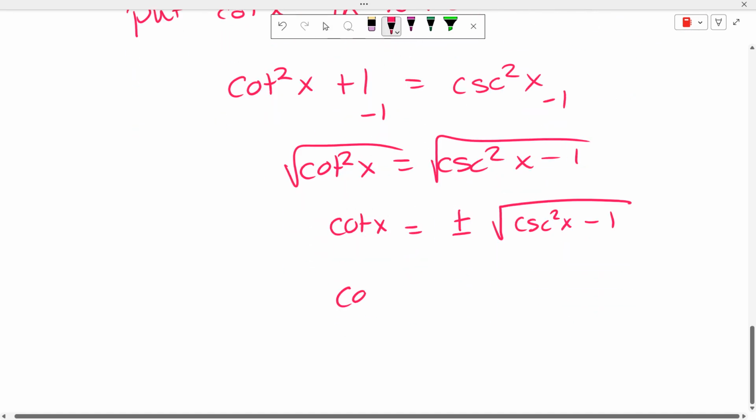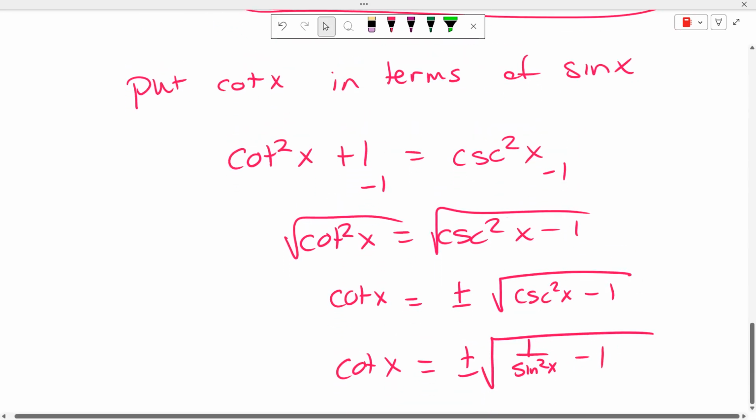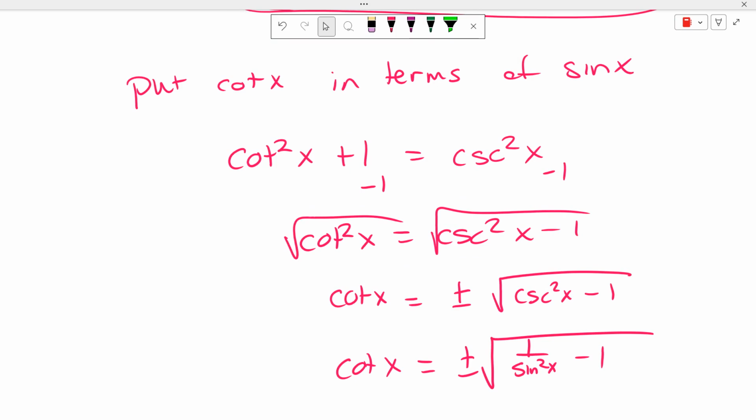Now, can I change cosecant into sine? Sure can. It's 1 over sine squared of x minus 1. You have to put it in terms of sine of x. I didn't say put it in terms of cosecant of x. It has to be in terms of sine of x. So we have to do that step.